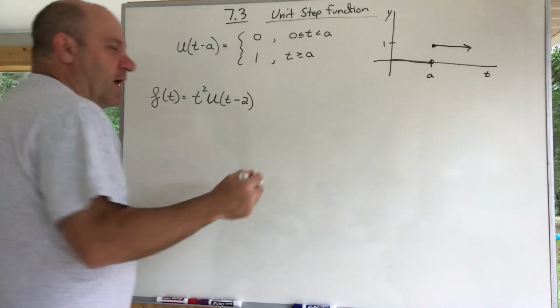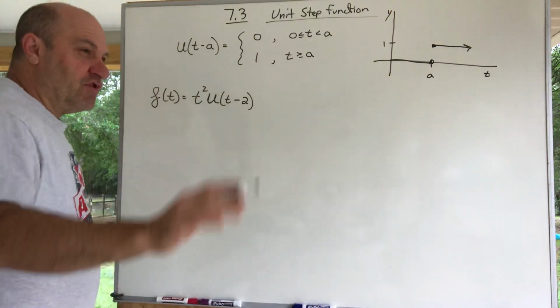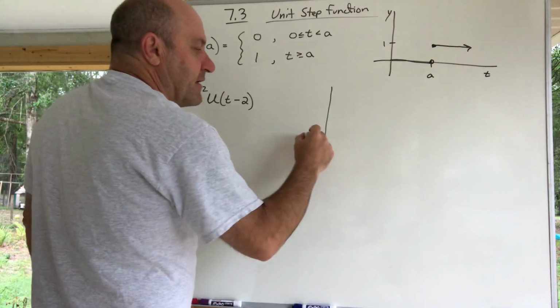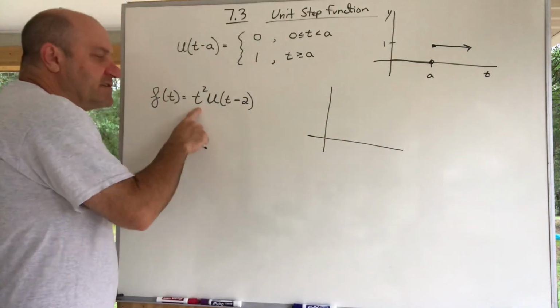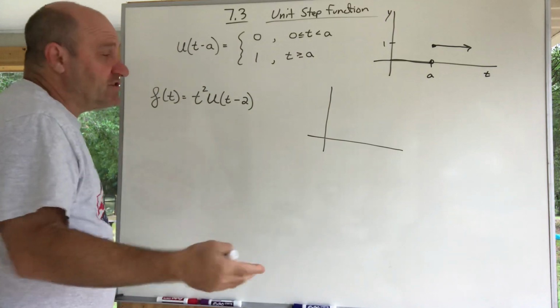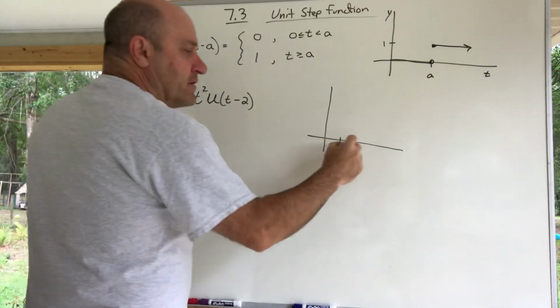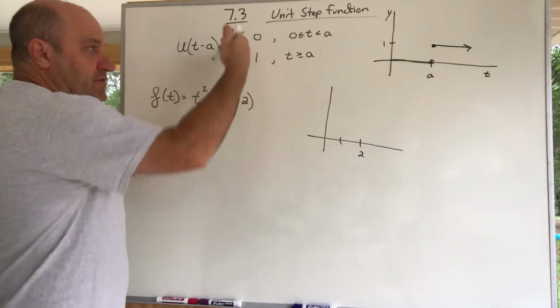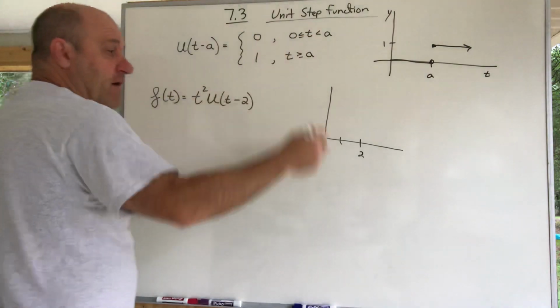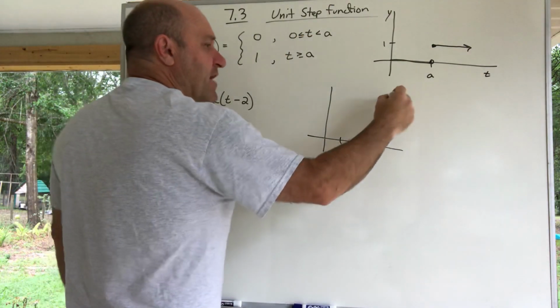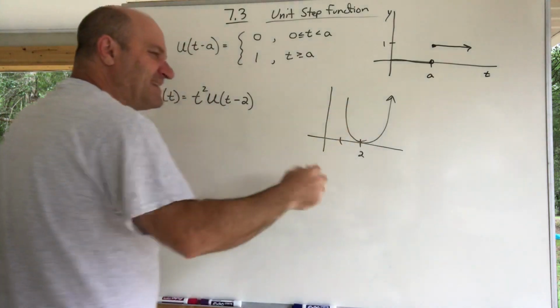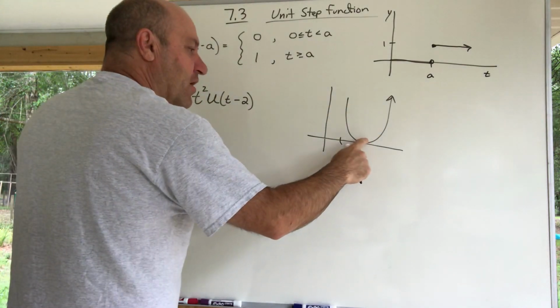So I want to show you a mistake real quick. This is a mistake. So sometimes I think, oh, this is a t squared. It's a parabola, and it gets turned on at 2. Okay, so it's a 0 until it gets to 2. It's a 0, and then it gets to 2, and then it's a parabola. But that's not really right. Hold on, that's not right at all.